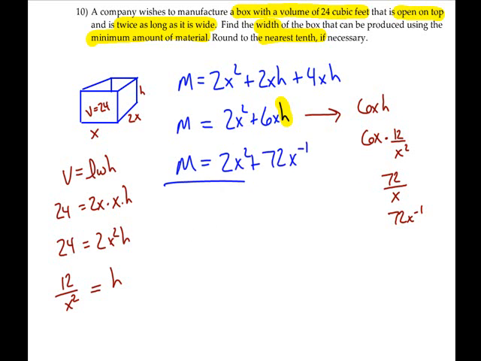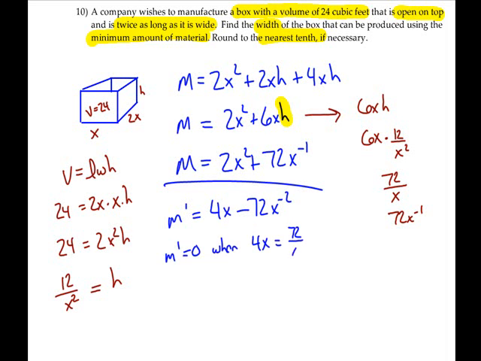Let's take a derivative of that because we're trying to find a max or min, so we need a horizontal tangent. So my first derivative would be 4x minus 72x to the negative 2. I want to know when that equals 0. So this equals 0 when 4x is equal to 72 over x squared. Let's solve here. 4x cubed equals 72. x cubed equals 18. So it looks like when x equals the cube root of 18, we're going to get either a max or a min. We need to see which it is.